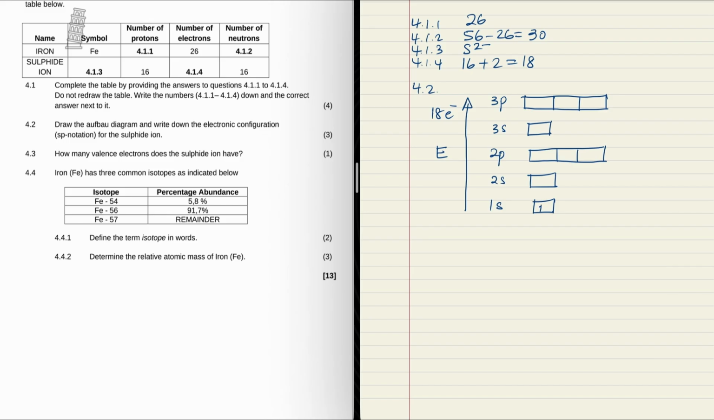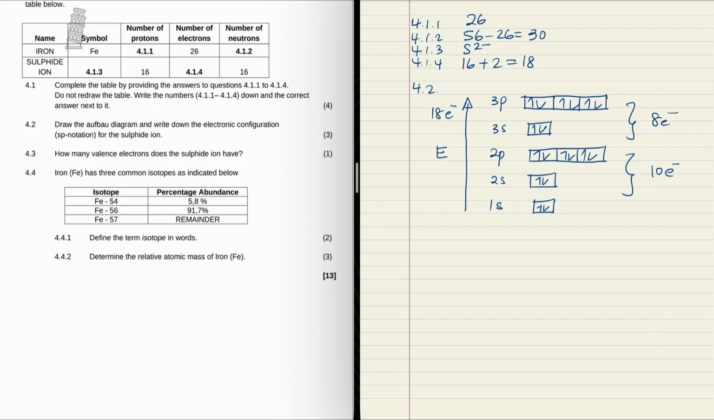So 1s, there's my 2 electrons. 2s, there's my 2 electrons. 2p, I fill each block first before I pair it. So 1, 2, 3, 4, 5, 6. In total here, I've accounted for 10 electrons. Then I have 8 more to do. 3s will take 2 like that. And then 3p, I fill each block first before I pair it, and that's my balance of 8. So 10 and 8, 18 electrons.